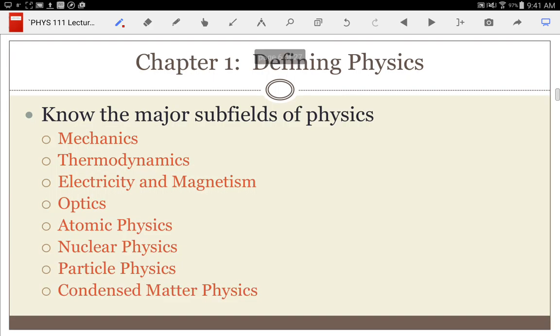I've already gone through both of my scientific things. Chapter 1 was just defining physics, knowing what we do in physics. At this point, we've studied mechanics. What's mechanics?